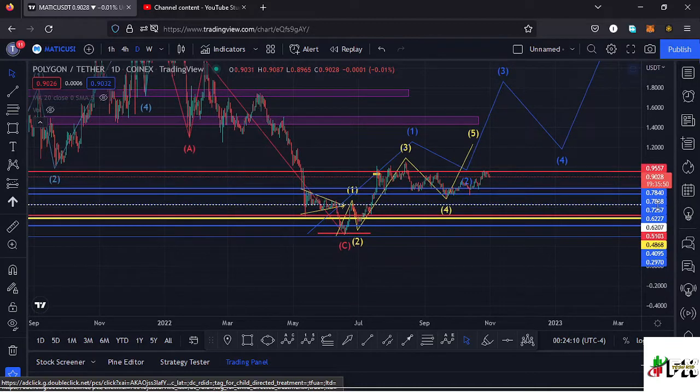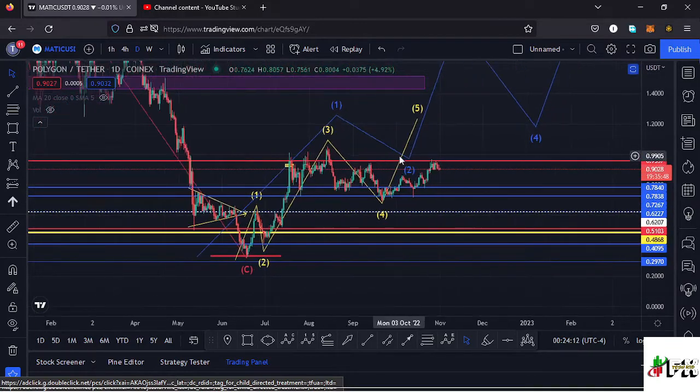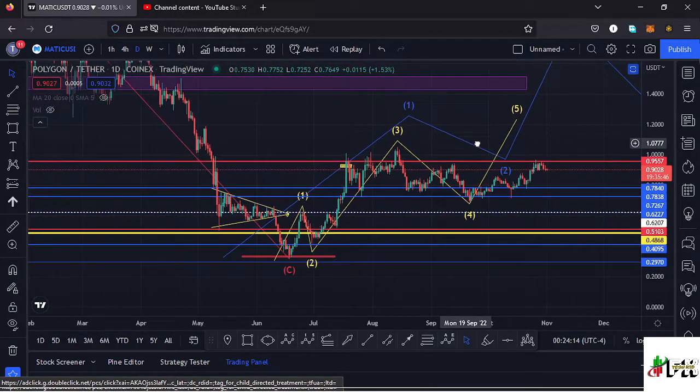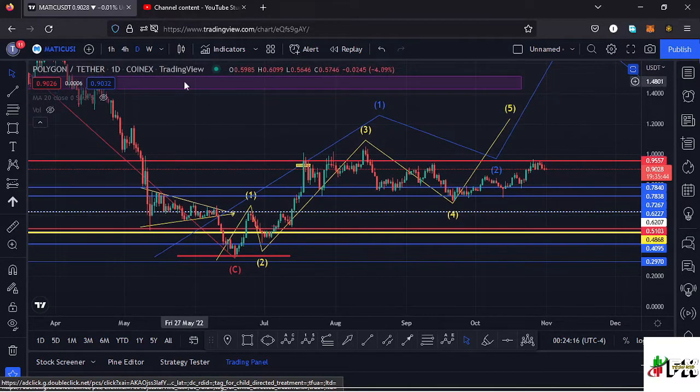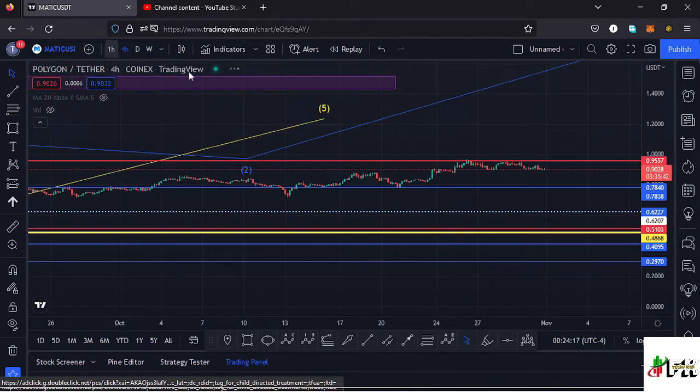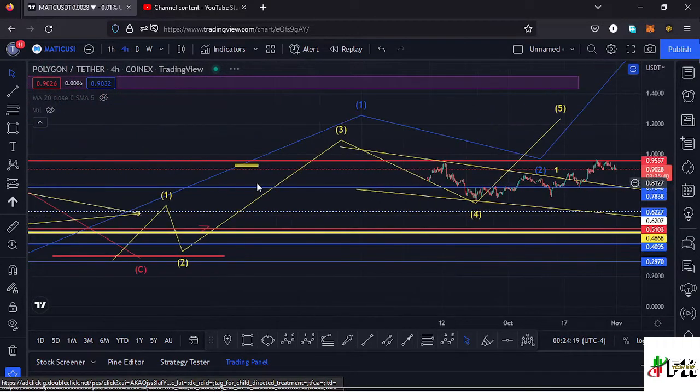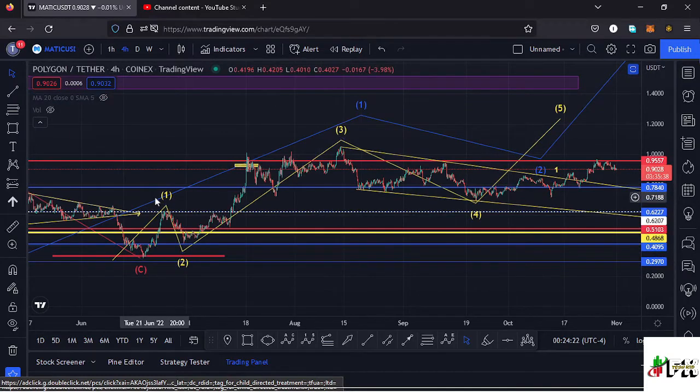Before that plays out, we first need to see that first wave to the upper side, and I believe that is what is playing out here on the Polygon Matic chart. If I jump to the 4-hour chart for further analysis, here you can see I have this Elliott wave structure in yellow, which is a fractal wave within that first wave to the upper side, where I believe right now we're in the formation of that fifth wave to the upper side.